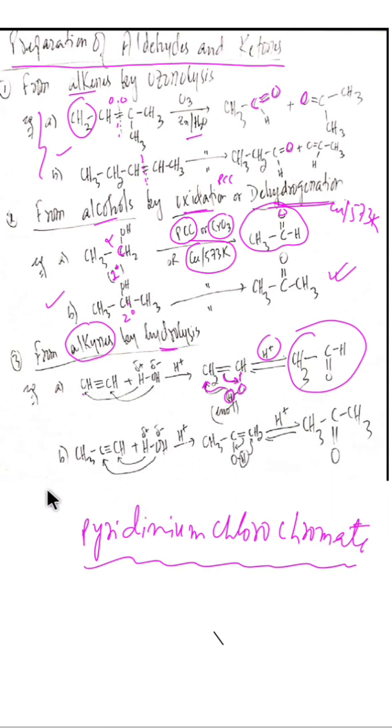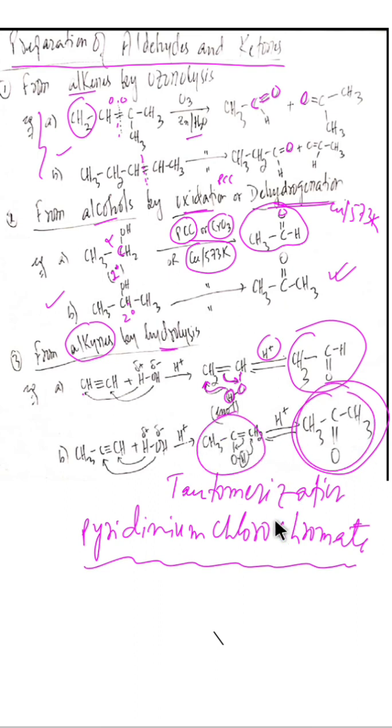And if we take a higher alkyne and acidic hydrolysis occurs, then we will get a ketone. So this is propyne. Acidic hydrolysis takes place, OH goes to this carbon atom according to Markovnikov's rule. So we will get this enol, and after tautomerization, this hydrogen shifts here and the pi bond shifts here to form this acetone. This is tautomerization. This is called the enol form and this is called the ketone form.